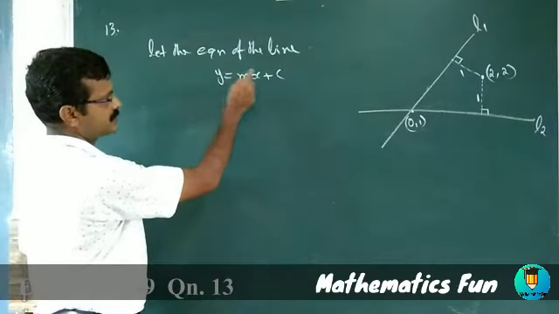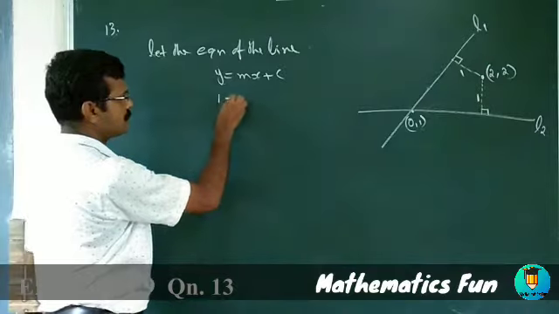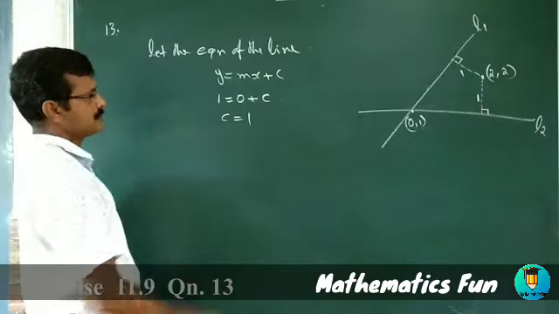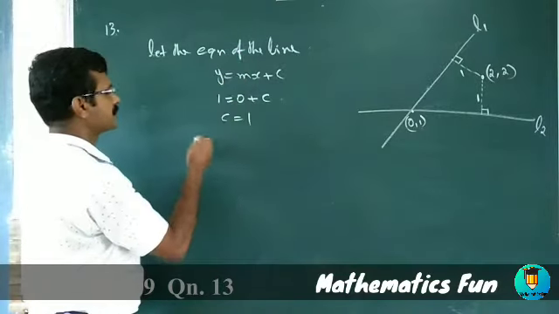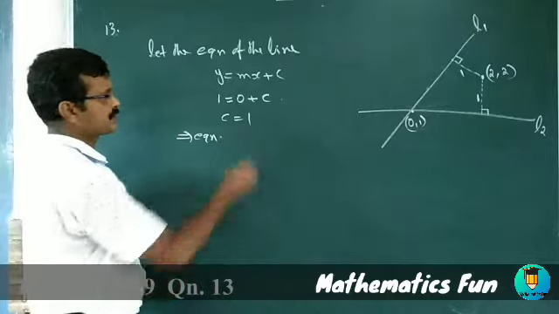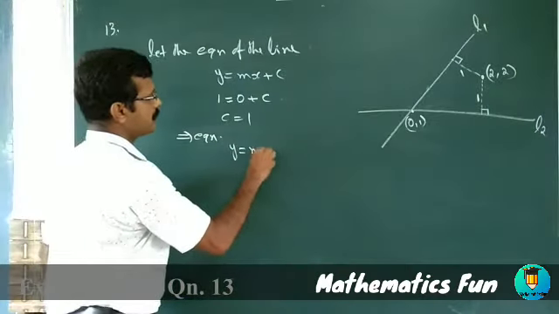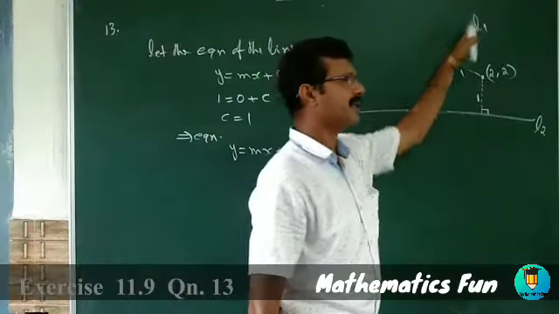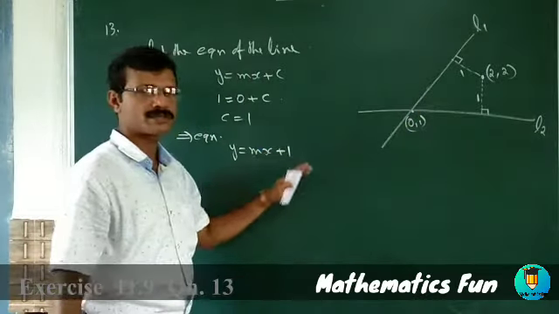So 1 is equal to 0 plus c. So I am getting c is equal to 1. So c I got, and I will substitute it here. The equation I can rewrite as y is equal to mx plus 1. So that means the equation of the line I got is y is equal to mx plus 1.